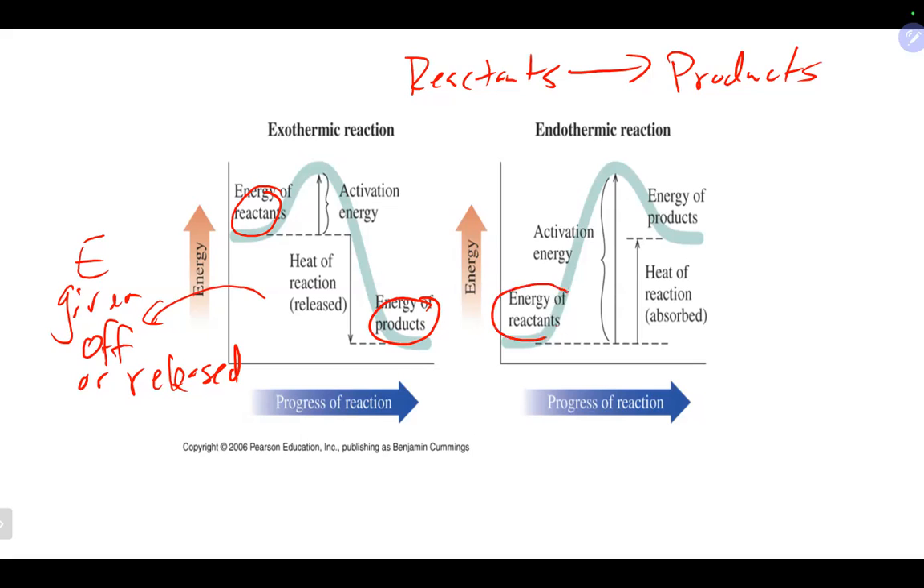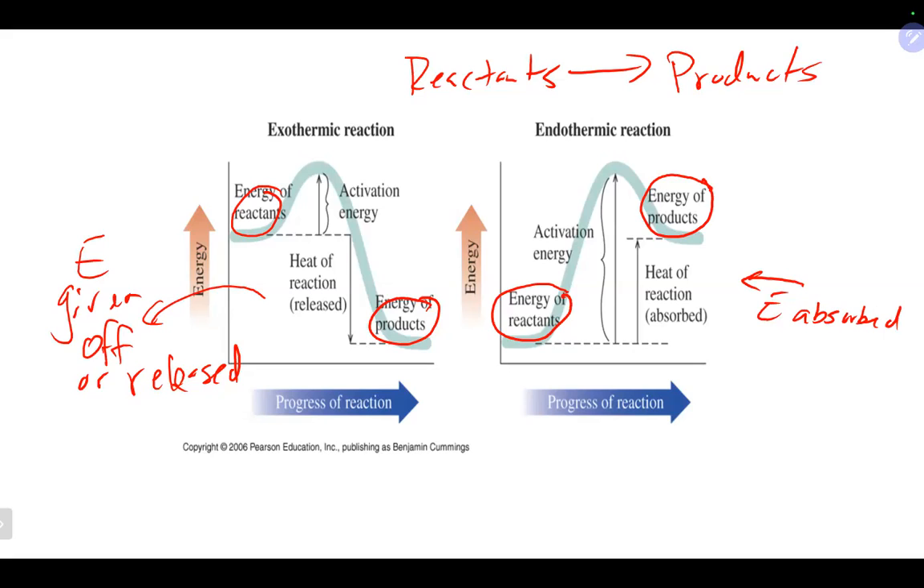The energy of our reactants are down here. Energy of our products are higher in energy than the reactants. So the opposite is true. In order to get our reactants to that higher energy level in our products, energy has to be put in or absorbed in this case. And that is why we do see our products are higher in energy.